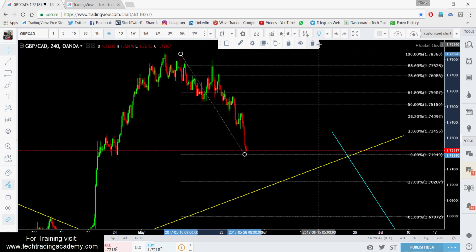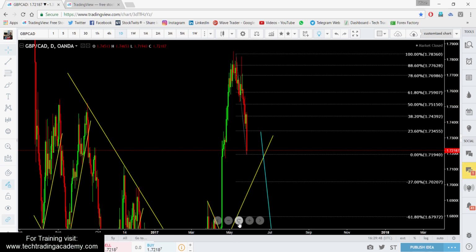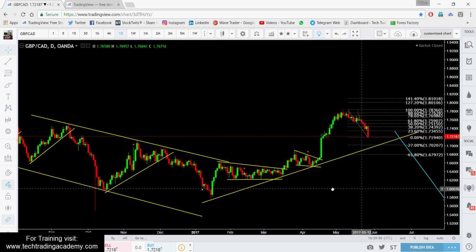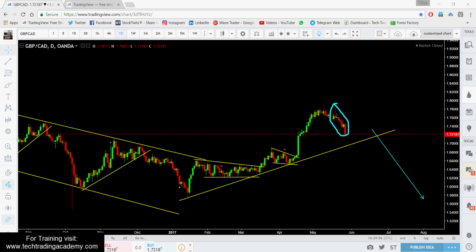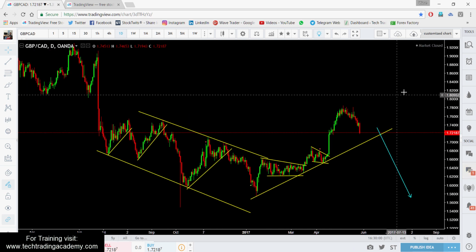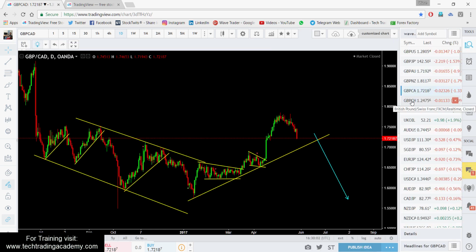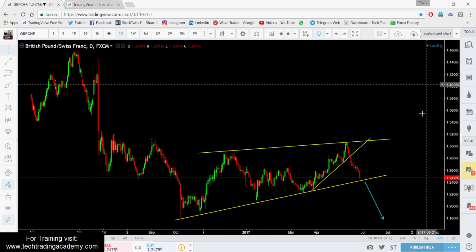So that is the pound CAD. We're going to look for a sell once we see a trend continuation pattern, and of course we're going to see a trend continuation pattern on this pair. We can see the strength is strong, the impulse is strong. So pound CAD, pound CHF, we're going to pay attention at this area.